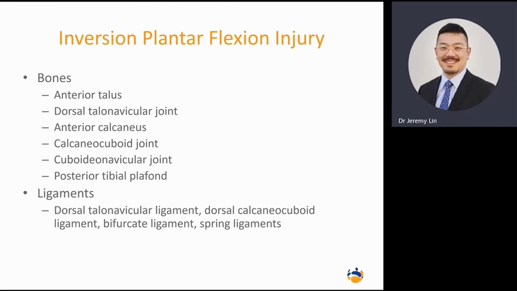Essentially, it opens up those anterior joints and causes avulsion injuries of the ligaments and the bones involved. And as you can see on the slide, the ligaments involved are the dorsal talonavicular ligaments, dorsal calcaneocuboid ligament, the bifurcate ligament, and the spring ligaments. Now, the ligaments are the important part about this injury because what we can see and cannot see without going to an MRI will become quite evident next.